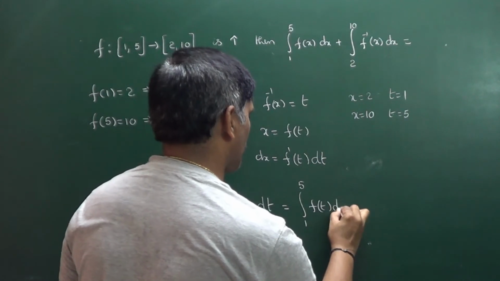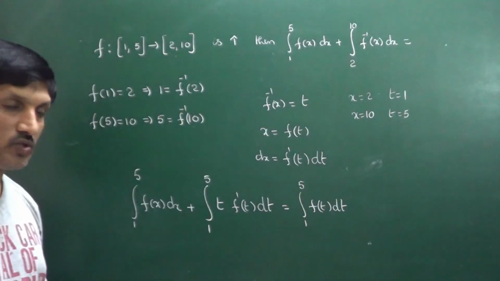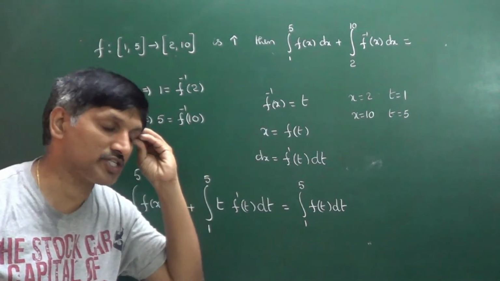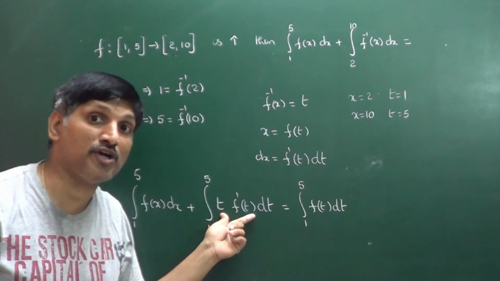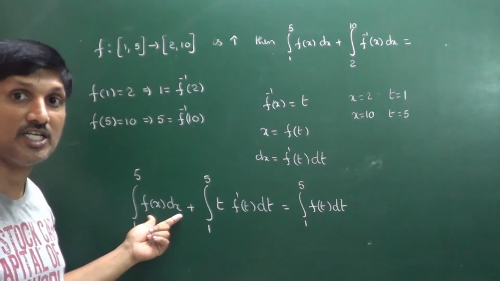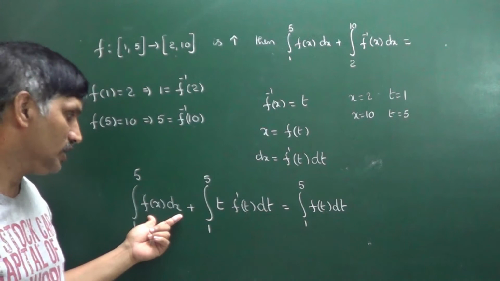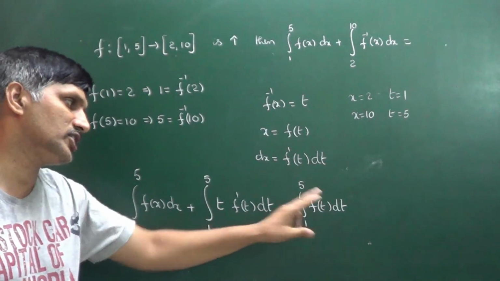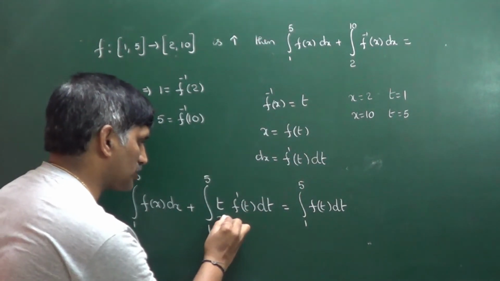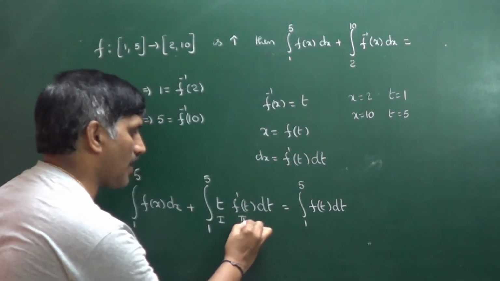I hope everyone followed. Why did I convert in terms of t? Because in my mind I have an impression that in the next step I am going to get integral 1 to 5 f of t dt. You know a definite integral is independent of change of variable. That's why I wrote x dx as t dt. Okay, now I am disturbing this one. So this is the first function and this is the second function. Apply by parts.